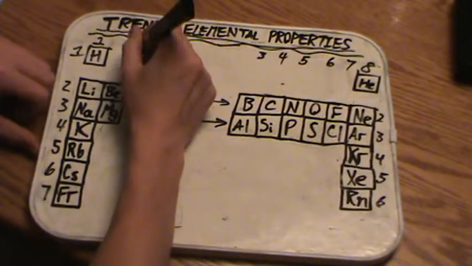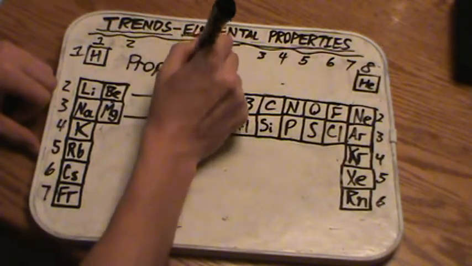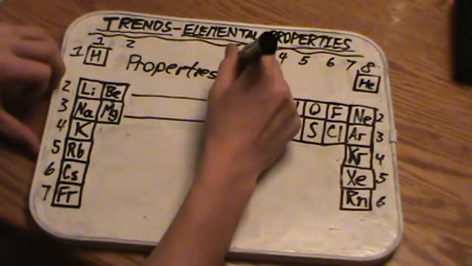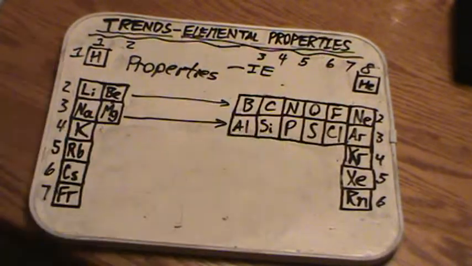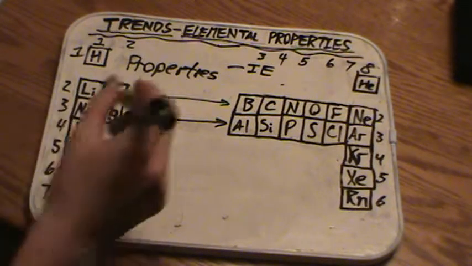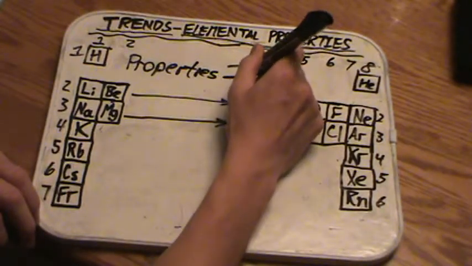Okay, so now let's talk about the properties that we brought up in the last video. So the elemental properties, characteristic to every element. Okay, so now the first one is ionization energy. Ionization energy, as we talked about, is the energy required to remove an electron from the valence energy level.